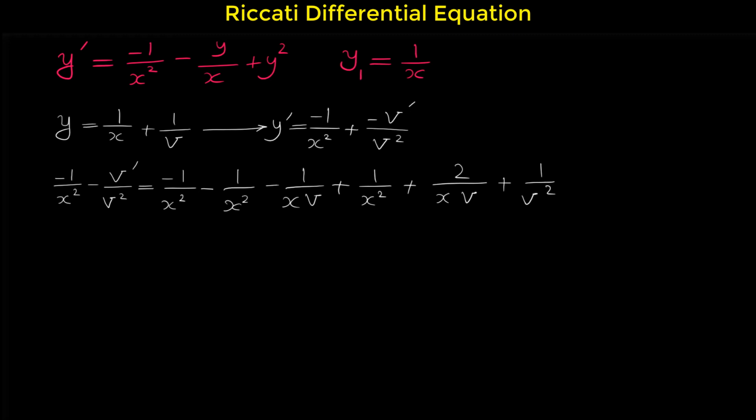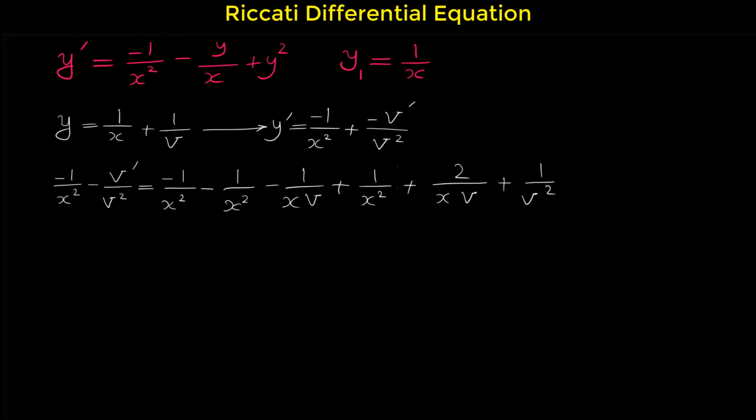Negative 1 over x² and positive 1 over x² cancels. Negative 1 over x² with the negative 1 over x² on the other side cancels. Again, this is negative 1 over x², this is plus 1 over x², equals 0. And if we move this to the other side, it becomes plus 1 over x², so it cancels with the other one. So all the 1 over x² cancels.